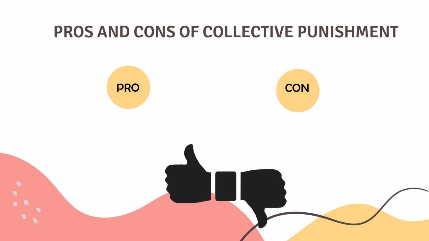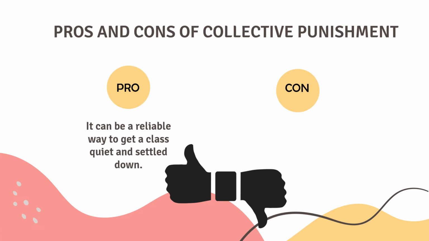Pros and cons of collective punishment. This strategy usually gets results. Students exhibit calmer behavior for the next lesson. On the flip side, you can alienate good students. It can create resentment and damage your influence. Let's take a look at a few options that will prevent resentment.